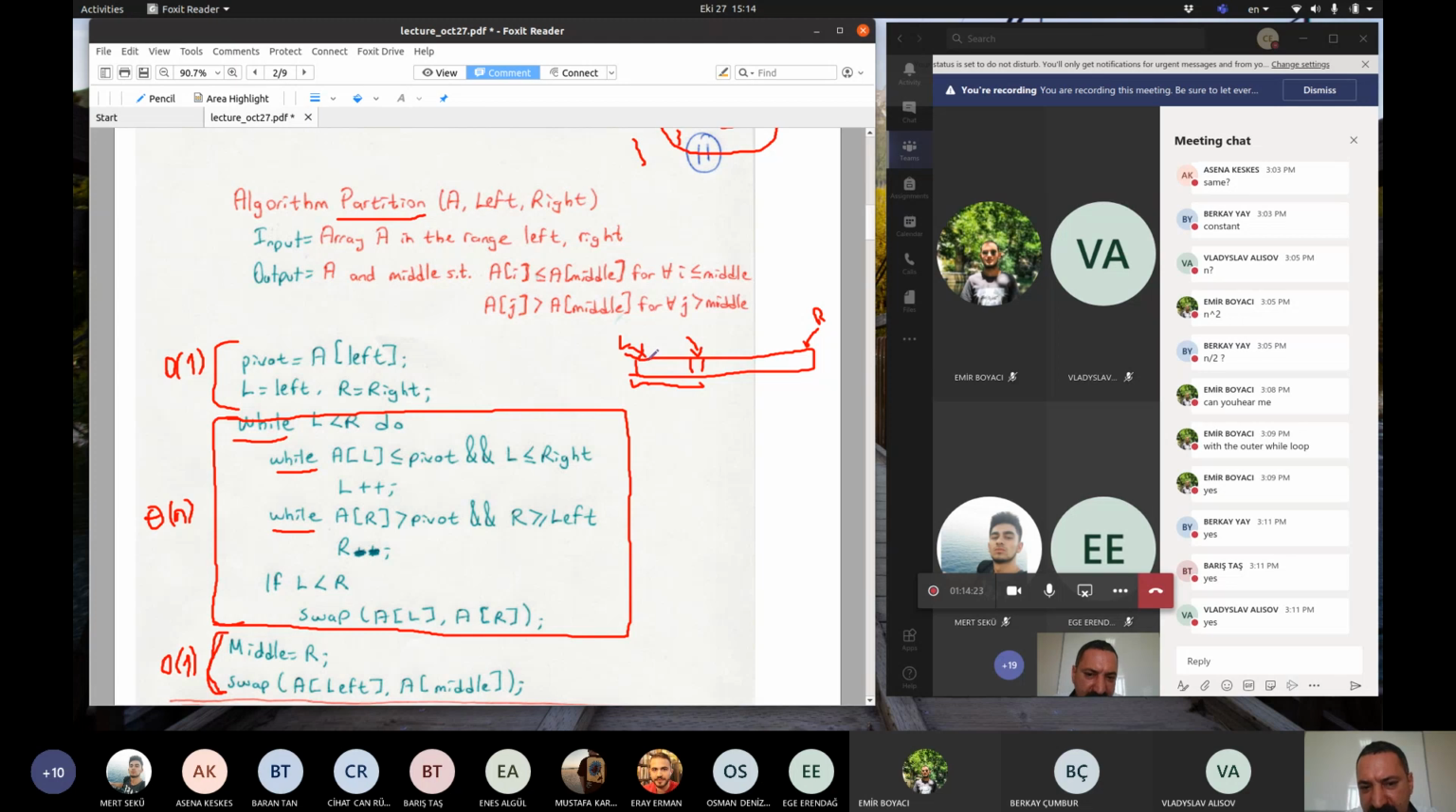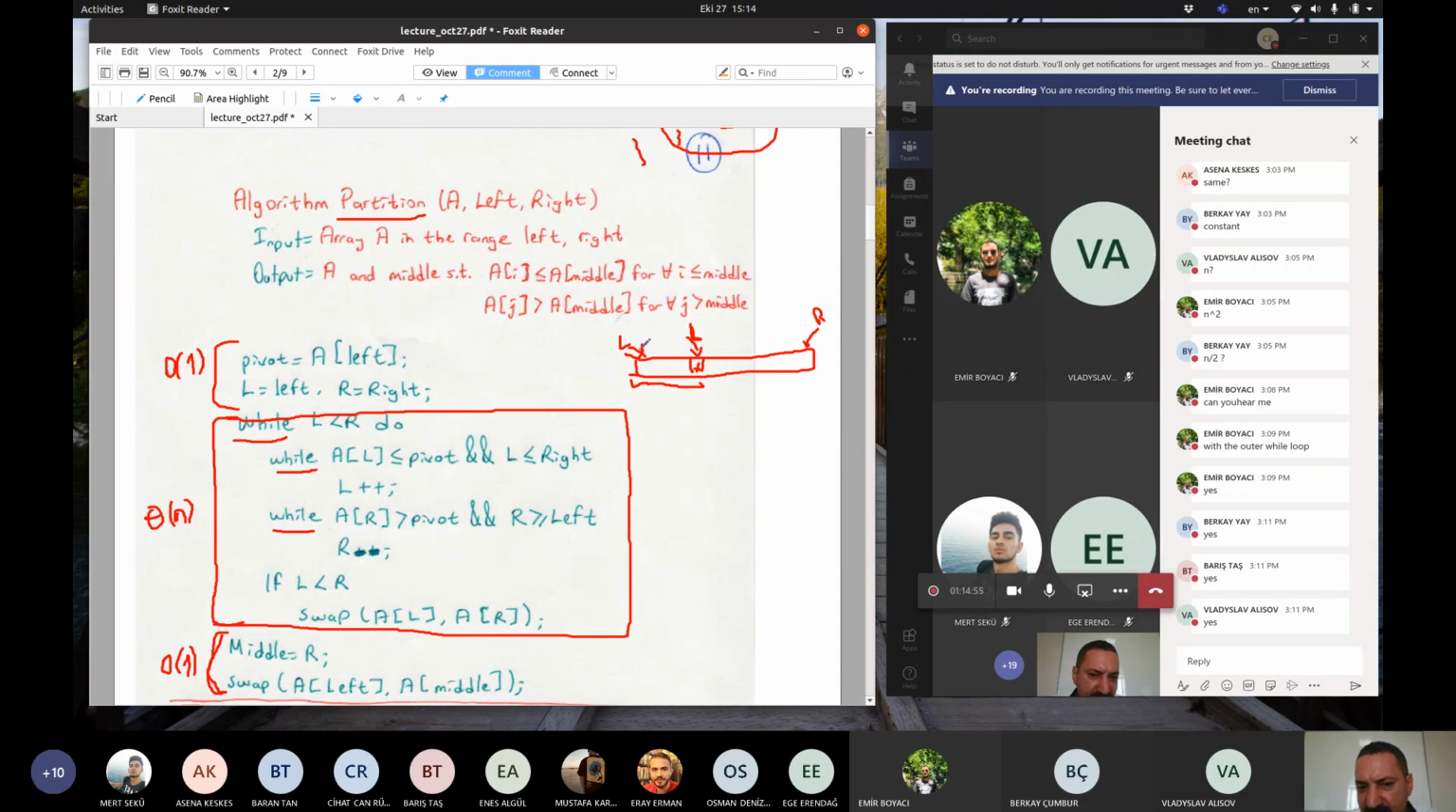So check the element under L, it is less than or equal to pivot, increment L. Check the element under L, it is less than or equal to pivot, increment L, and so on until L stops at this position, let's say, where we have found some element greater than pivot. Okay, L has stopped here. Up until now, what is the running time that is spent by the algorithm?